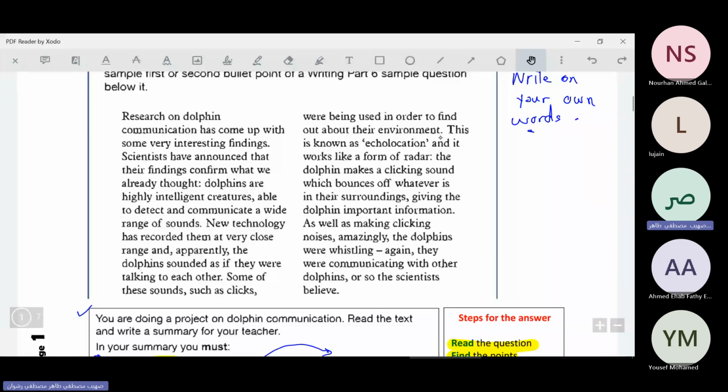Once I start reading the paragraph and I discover that there is no fact here about the part I'm looking for, skip it. Based on the part you read, it's just an introductory part about the dolphins and how they are communicating. It's irrelevant. Then he started to talk about new technology that has recorded them at very close range, and apparently the dolphins sounded as if they were talking to each other. Also irrelevant. So just move your eyes throughout the lines.